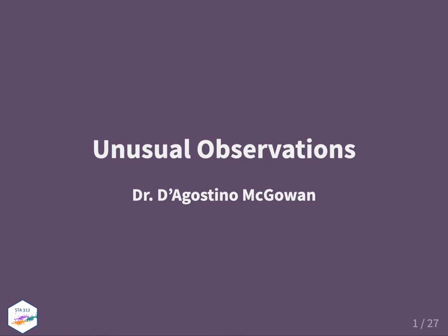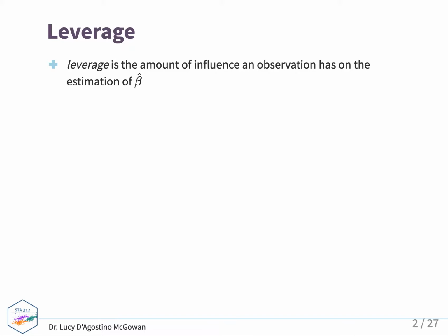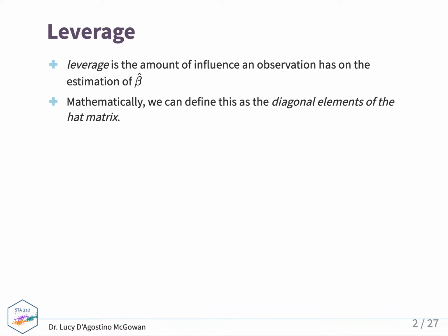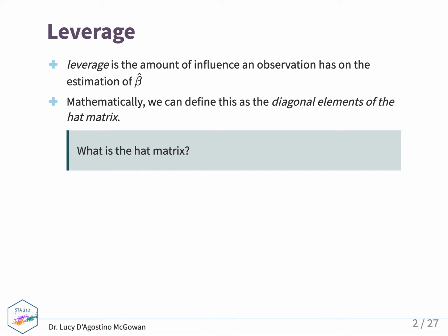Okay, let's talk about some unusual observations and how we can detect them. So, the first way to think about unusual observations is via something known as leverage. Leverage is the amount of influence an observation has on the estimate of beta hat. Mathematically, we can define this as the diagonal elements of the hat matrix, and I'll show you in a second why that makes sense.